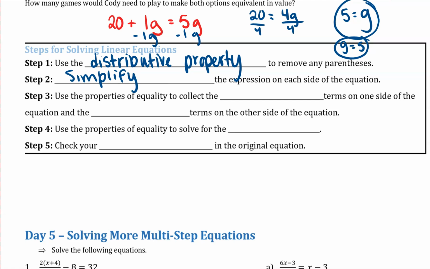Step 3, use the properties of equality to collect the variable terms on one side of the equation. So that means all the x's need to be on one side of the equation. And then the number or constant terms on the other side. So variables on one side, all the other numbers need to move away from the variables. Use properties of equality to solve for the variable. And then check your answer or solution in the original equation.